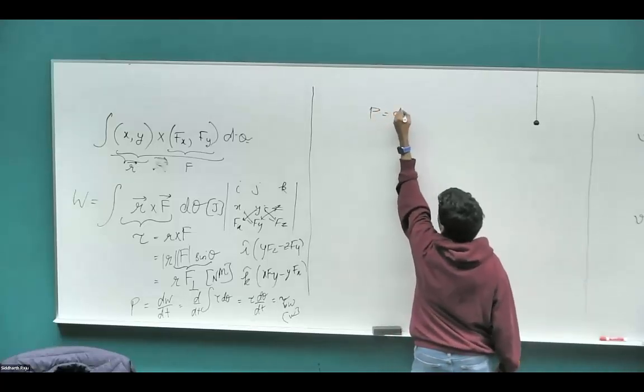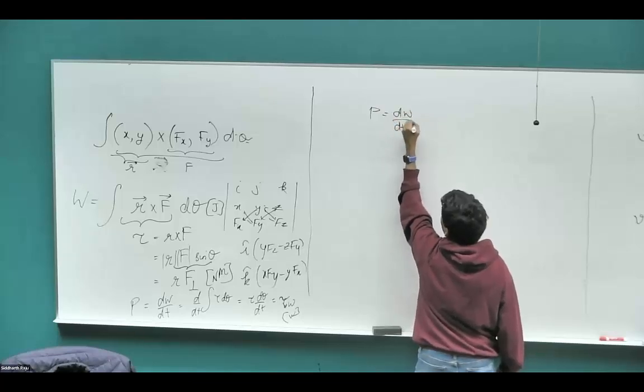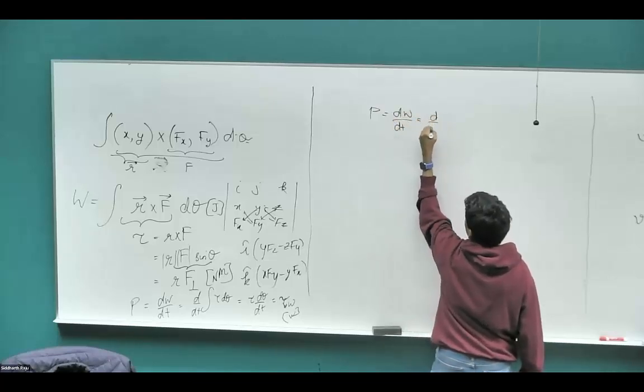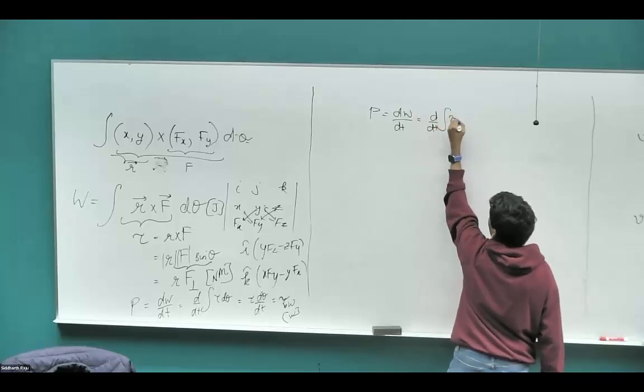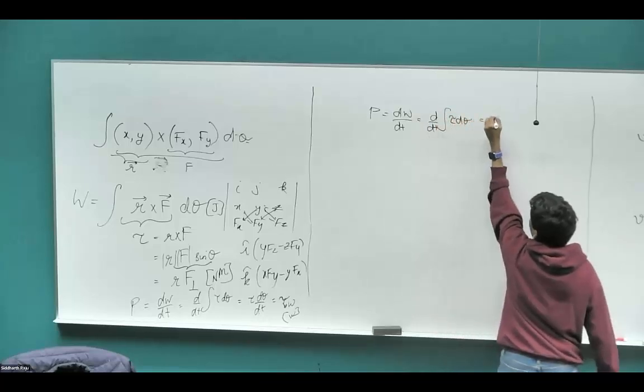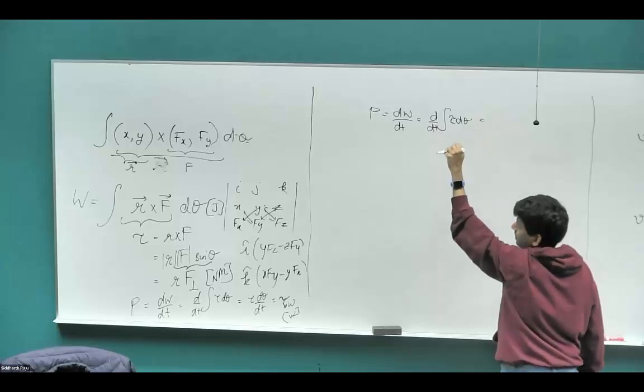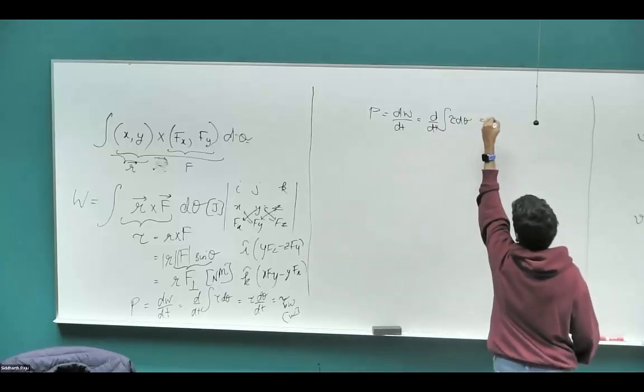Power, the rate of change of energy. So we have d by dt of the integral of tau d theta. You can check the order doesn't matter.